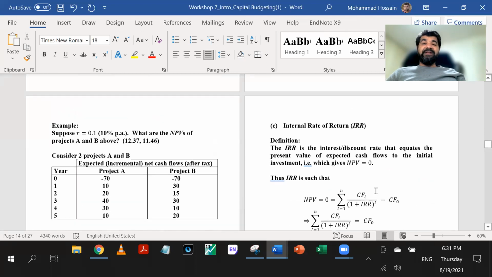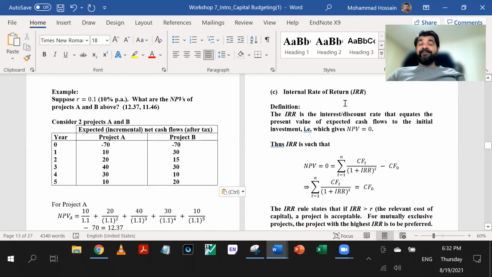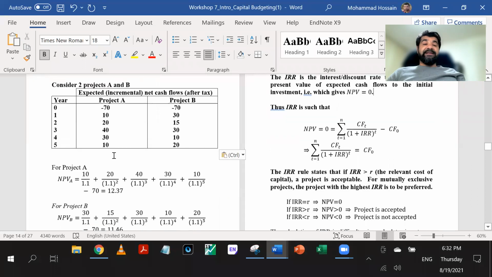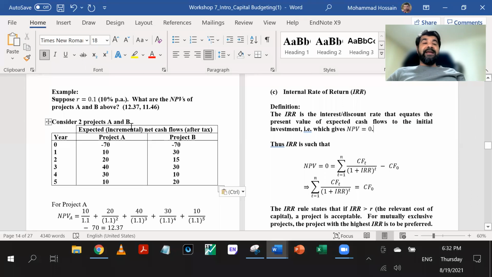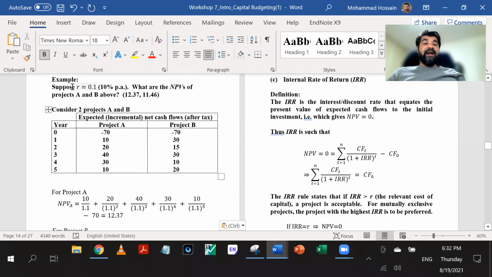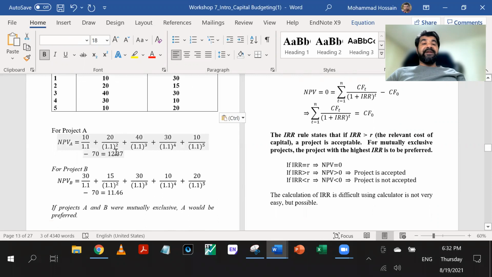Now here, internal rate of return, IRR. Internal rate of return is the interest or discount rate that equates the present value of expected cash flows to the initial investment, which gives you a net present value equal to 0. So what will be our R that will make this figure 0? That's the whole question.